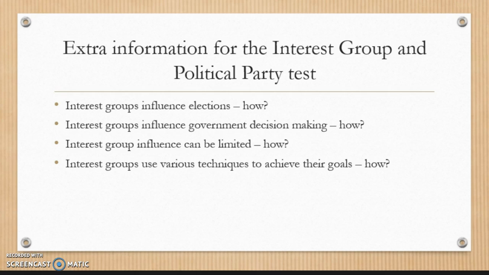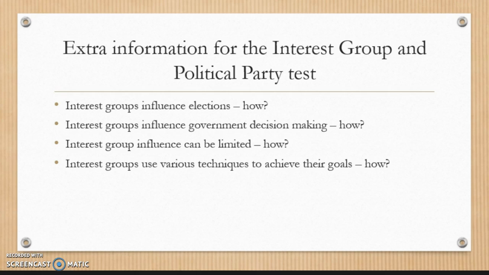They could also use campaign contributions to achieve their goals. Money talks, and it certainly does make a difference when they can donate money to a candidate to buy their loyalty or their support. They can gain access to government. So the groups that have financial resources have an easy way of achieving their goals.